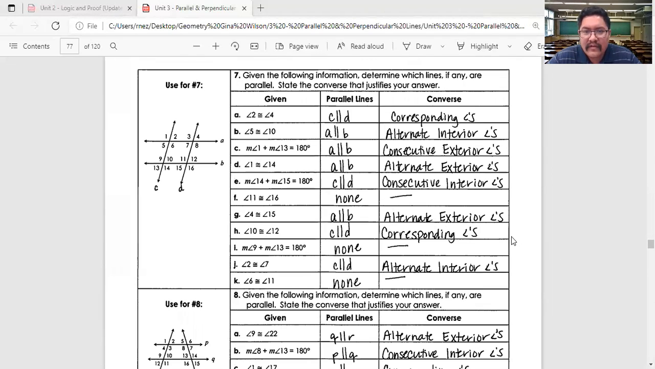All right, I'm going to go ahead and move on down. It looks like we're going to have quite a bit of stuff to cover here. And that diagram on the left is what we're going to be using. So we just need to be proving a lot of these lines. So given the following information, determine which lines, if any, are parallel. State the converse that justifies your answer.